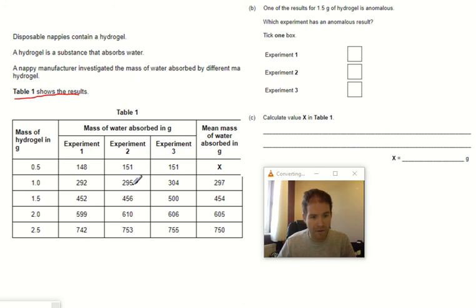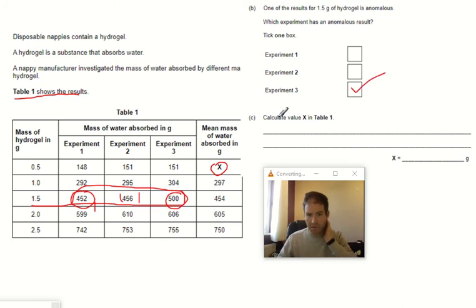Obviously we're increasing the mass of the hydrogel. The mean mass is X. Which of the results for 1.5 grams of hydrogel is anomalous? So for 1.5 grams, we need to look at this one here. We know that this is 450, 450. They're similar, so the one that's out is 500, so we're going to say experiment 3.